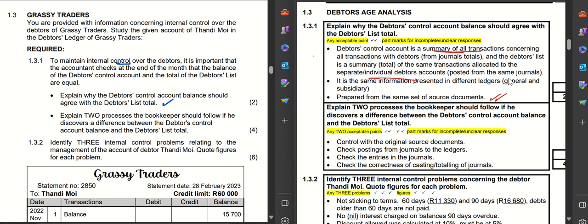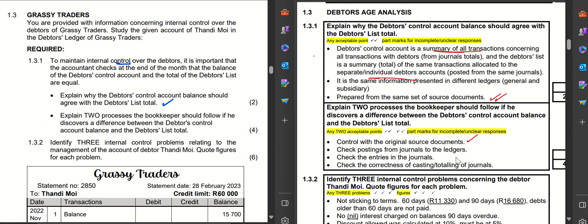The next question then says, explain 2 processes the bookkeeper should follow if he discovers a difference between the debtors control balance and the debtors list. What can be done? Number 1, compare the debtors control with the original source documents. So they need to check with the original source documents how much was in the original source document and how it was recorded in the control as well as in the list.